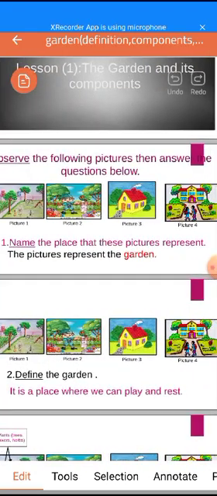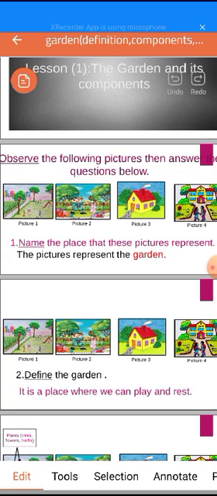Question 1. Name the place that these pictures represent. Name the place means what is this place? What are you seeing in these pictures? The pictures represent the garden. So in these pictures we are seeing the garden. So repeat with me. Number 1. Name the place that these pictures represent. The answer is the pictures represent the garden.